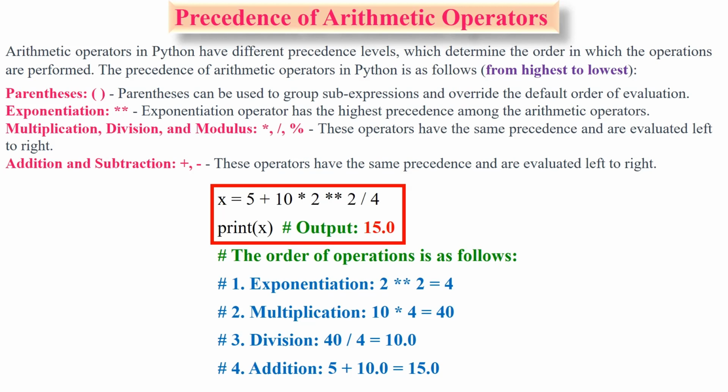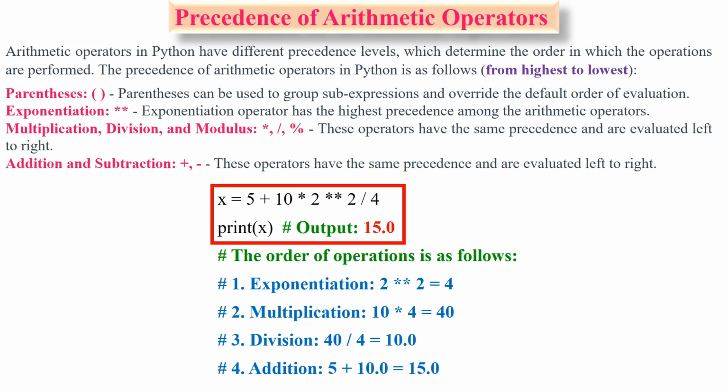Here's an example that demonstrates how the order of operations is determined by operator precedence. In the expression, x equals 5 plus 10 * 2 exponentiation 2/4, first, the exponentiation operator is evaluated. In this case, 2 to the power 2 equals 4. Next, the multiplication operator is evaluated. 10 times 4 equals 40. Then, the division operator is evaluated. 40 divided by 4 equals 10.0.